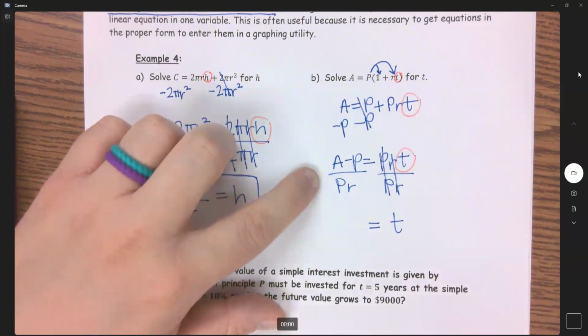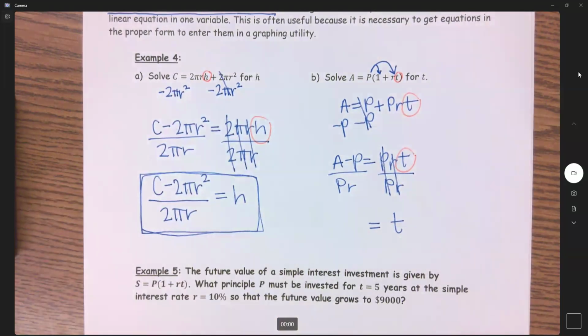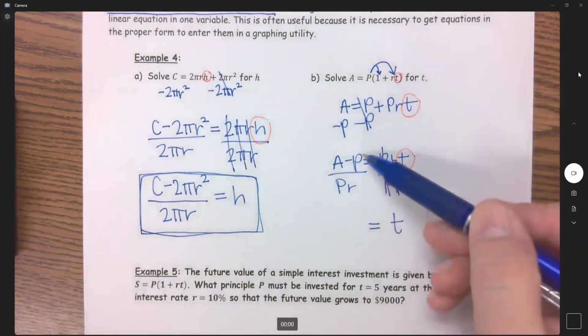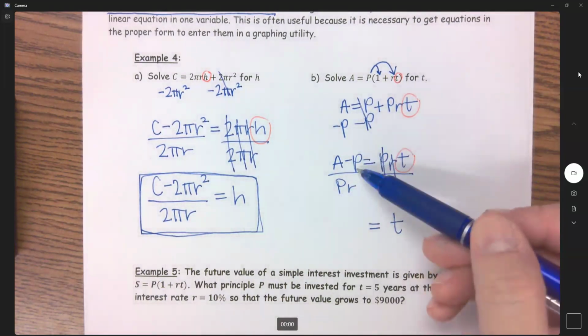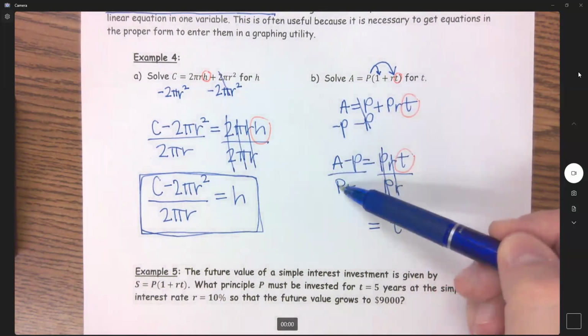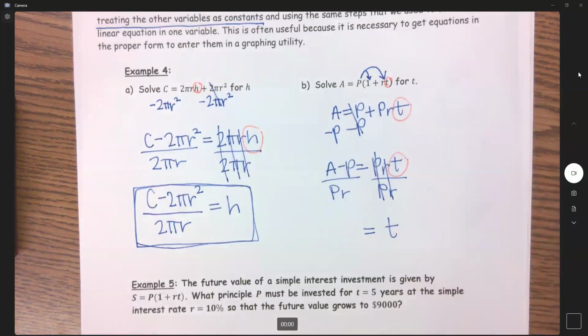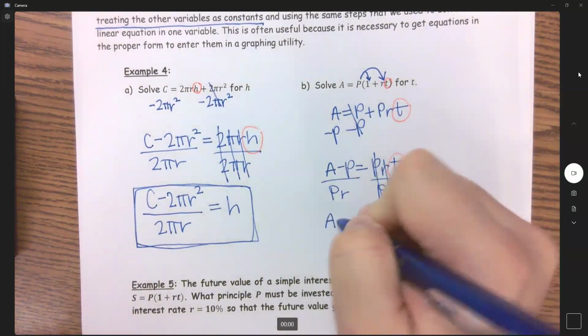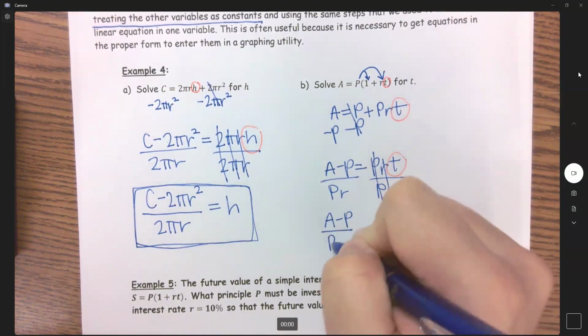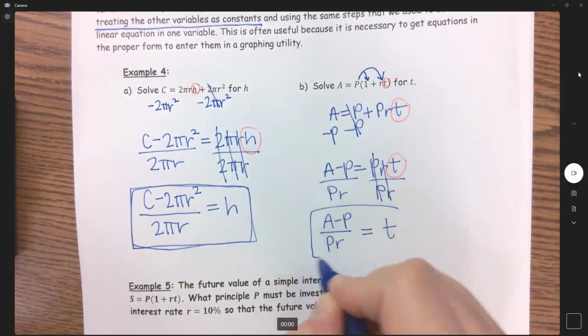What's my final answer on this side? Very similar. I cannot cancel out these P's because A is also being divided by P and it doesn't have a P to give you. So my answer is A minus P over PR.